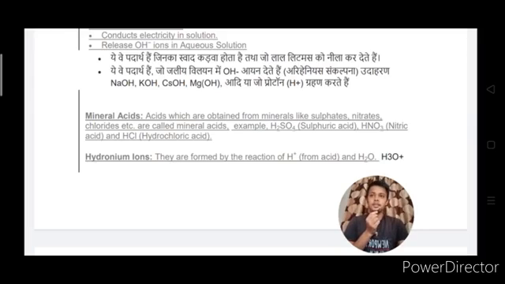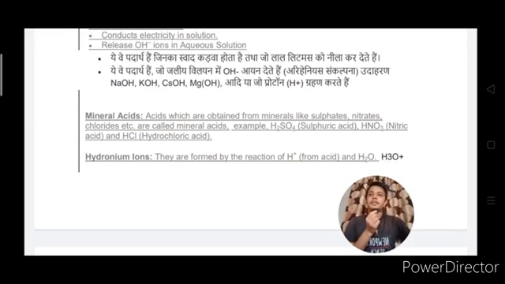Similarly, I have said some points regarding the base. They can be classified as strong base and weak base. That depends on the degree of ionization. Example of a strong base, can you tell me? Let me know the example of a strong base in the comment section. I am giving you an example of a weak base. Ammonium hydroxide is a weak base, NH4OH.